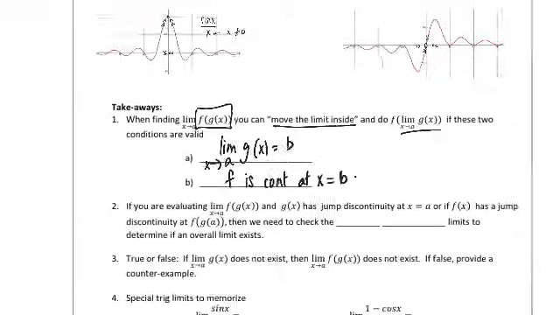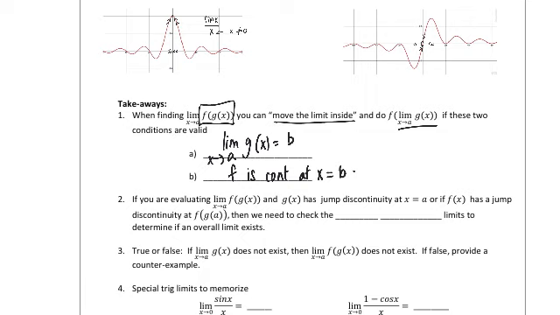Okay, if you are evaluating this composite limit and g of x has a jump discontinuity at x is equal to a, or if f of x has a jump discontinuity at f of g of a, then we're going to need to check the one-sided limits before we make any conclusions.